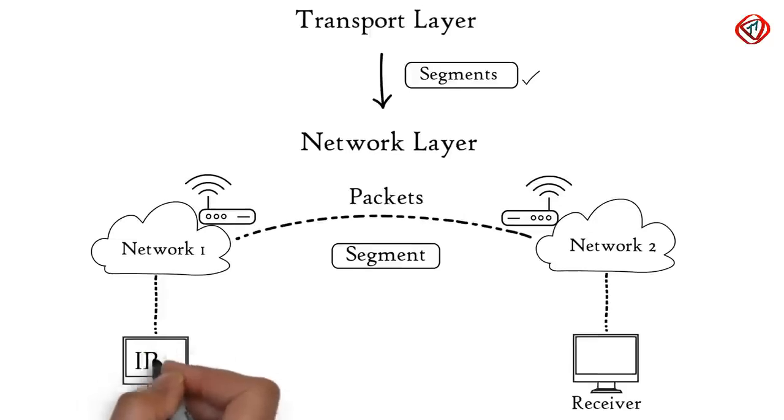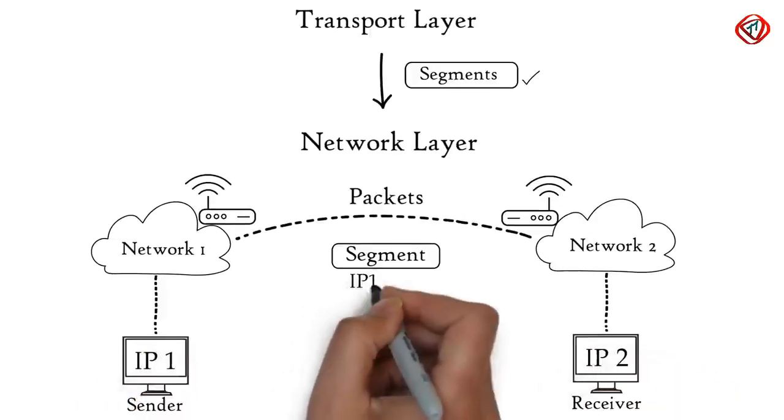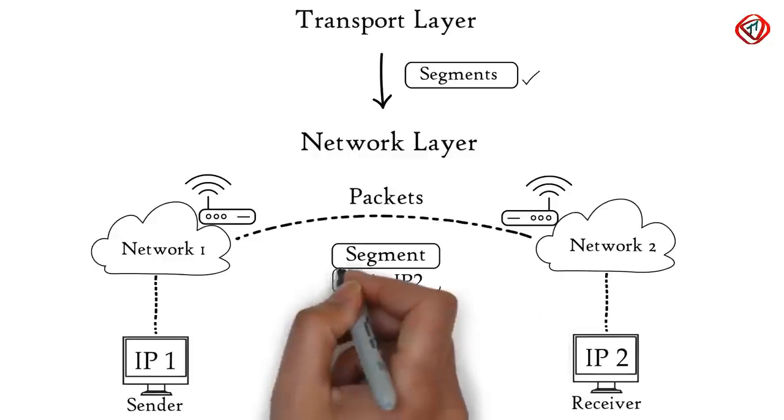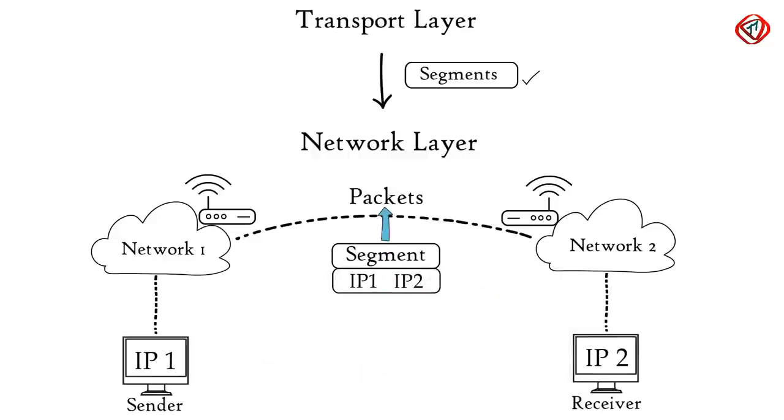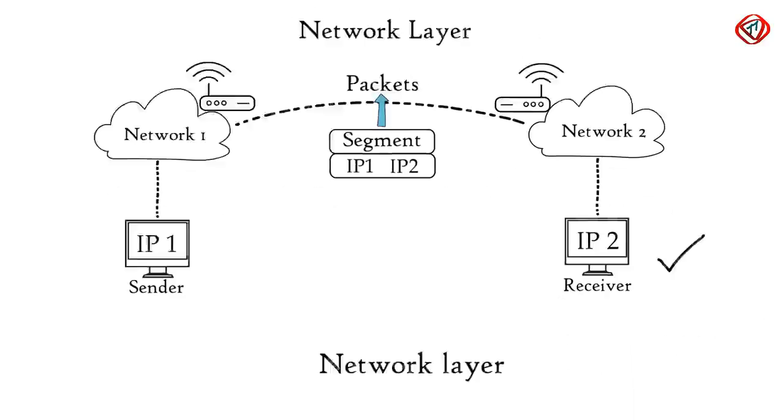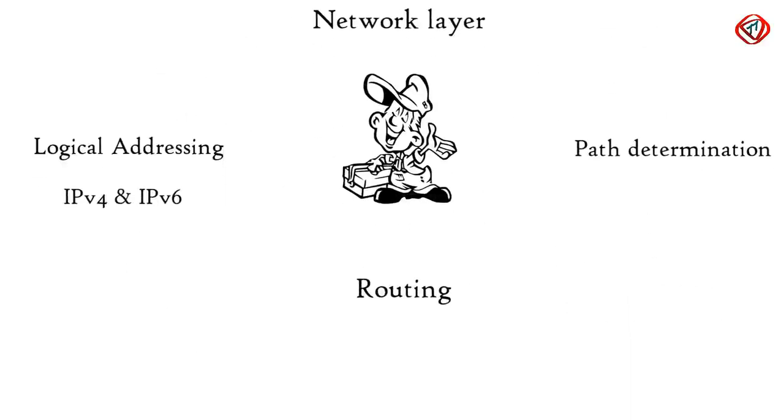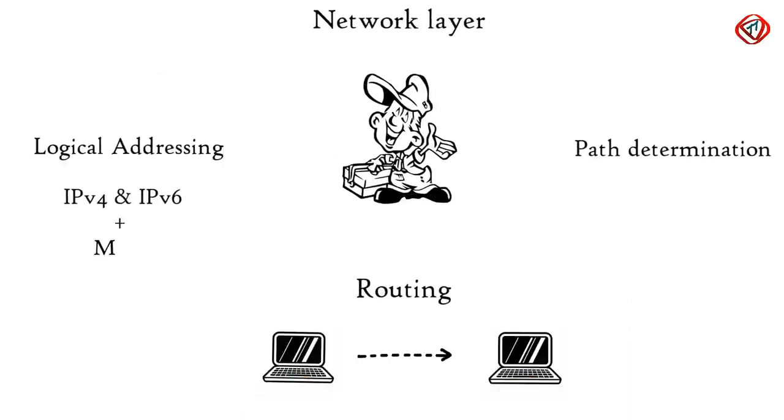Every computer in a network has a unique IP address. Network layer assigns sender and receiver's IP address to each segment to form an IP packet. IP addresses are assigned to ensure that each data packet can reach the correct destination. Routing is a method of moving data packet from source to destination, and it is based on the logical address format of IPv4 or IPv6.